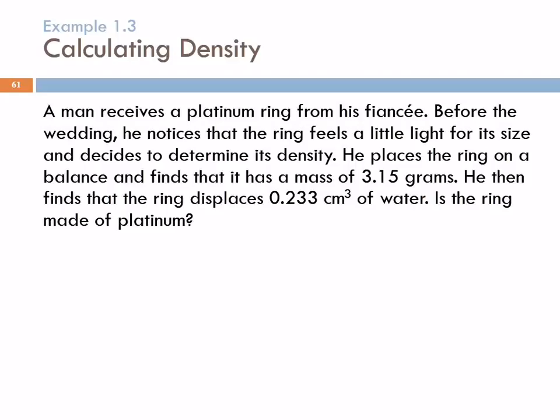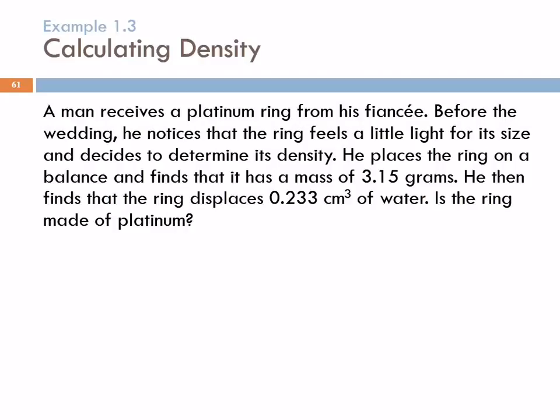So this is a problem that's got a lot of words. Most of these words are not important, but we should read them anyway. A man receives a platinum ring from his fiancée. Before the wedding, he notices that the ring feels a little light for its size and decides to determine its density. He places the ring on a balance and finds that it has a mass of 3.15 grams. He then finds that the ring displaces 0.233 cubic centimeters of water. Is the ring made of platinum?